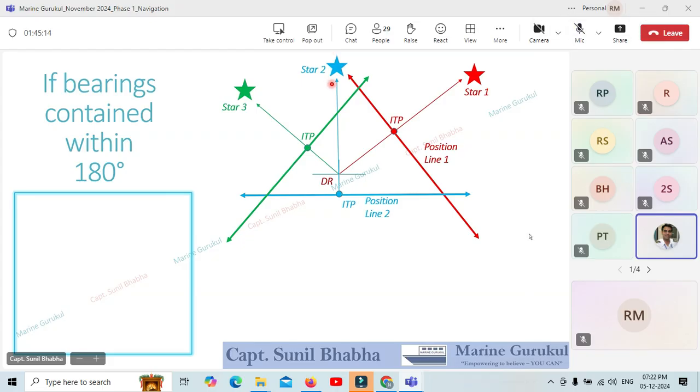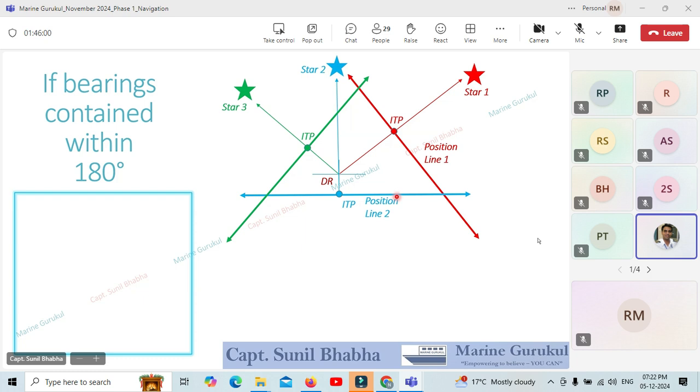Now, once the middle star is identified, the next thing which we do is to identify the position line associated with the middle star. So we can see the position line number 2, the blue color position line, is the one which is associated with our middle star. This PL, the blue color PL, position line number 2, is specified as the middle PL, middle position line. Any doubt in middle PL? Clear, sir.